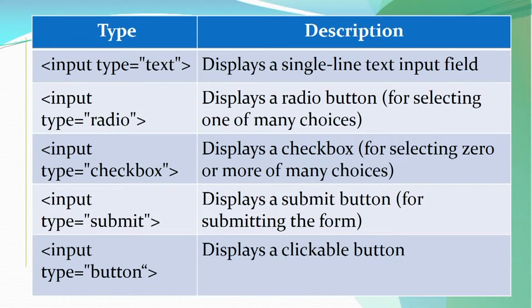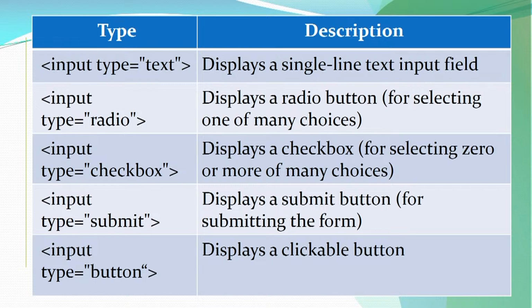Then we have input type radio. Radio buttons are the buttons where we can choose any one of the options only. So we will not be able to choose multiple options. Multiple options can be checked using checkbox. So checkboxes are used to tick the options which we want to choose. Radio button displays a radio button and we can select one of the many choices. Checkbox displays a checkbox for selecting 0 or more of any choices.